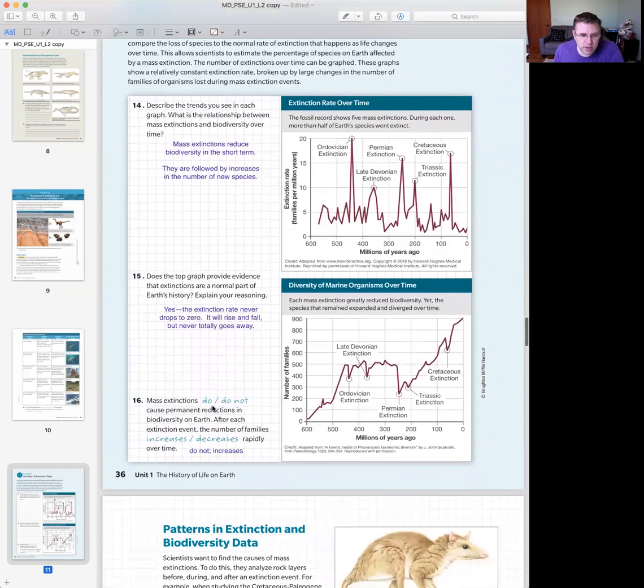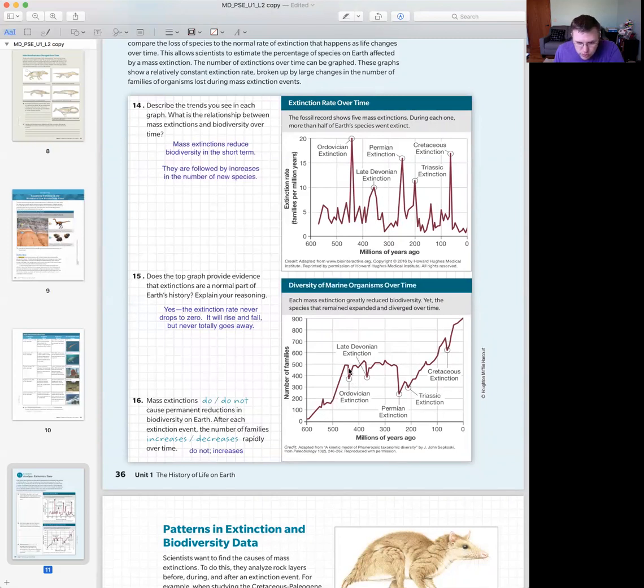Okay, final one on this page, number 16. Mass extinctions do not cause permanent reductions in biodiversity on Earth. After each extinction event, the number of families or organisms and the amount of biodiversity increases rapidly over time. And that's what we see here.